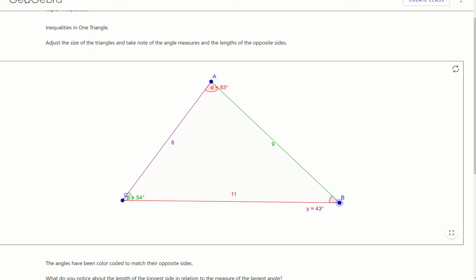So after you come to this exploration page, you're going to move the vertices around, pick a spot, and then you're going to answer the question. It's asking which angle is the largest, which angle is the smallest, which side is the largest, and which side is the smallest. So go ahead and take a second, look at that, and write down what you got.